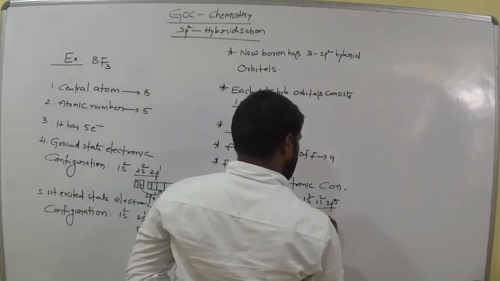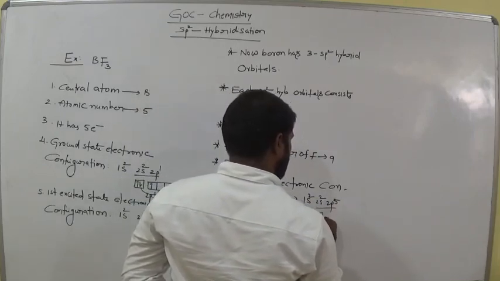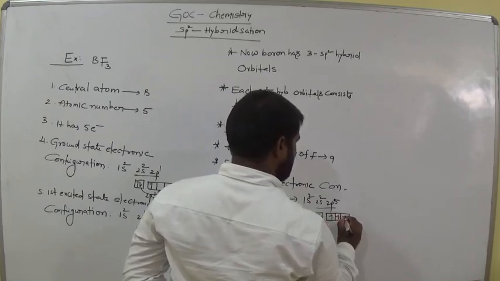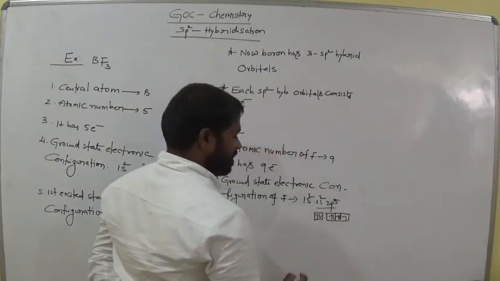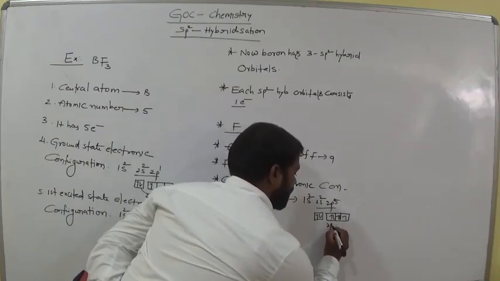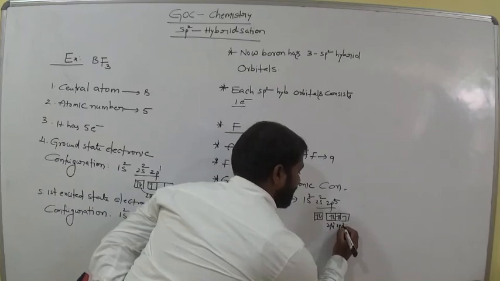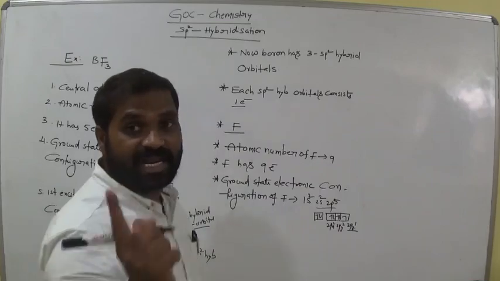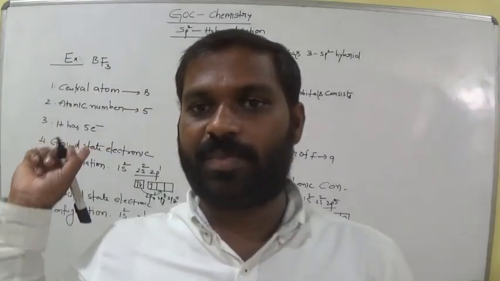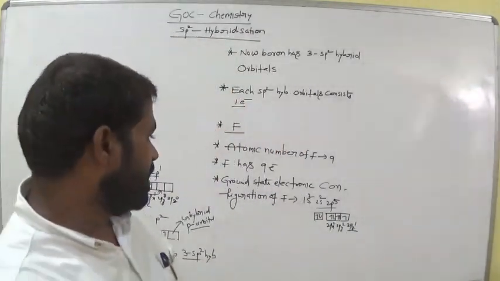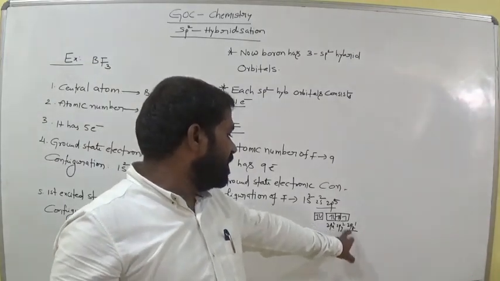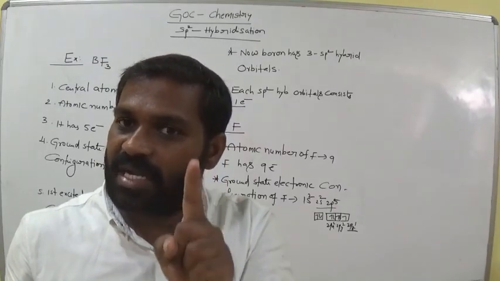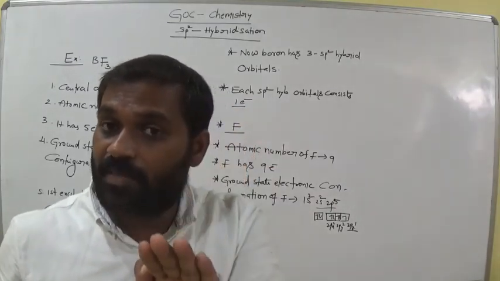This is the outermost shell. In 2s there are 2 electrons. In p we have 3 sub-shells with 5 electrons: 2px2, 2py2, and the last one 2pz1. A single electron is in the 2pz orbital, and that single electron is involved in the chemical bonding with boron. Remember this.